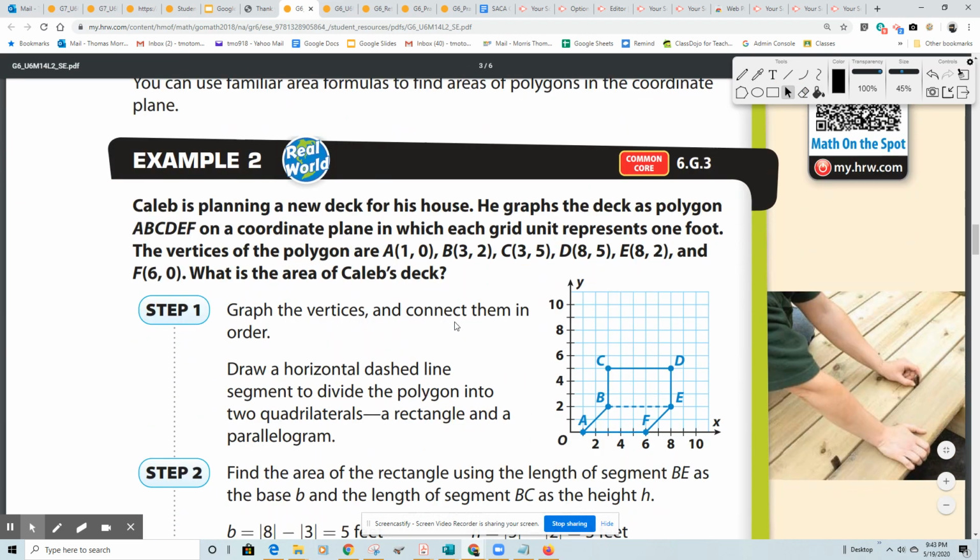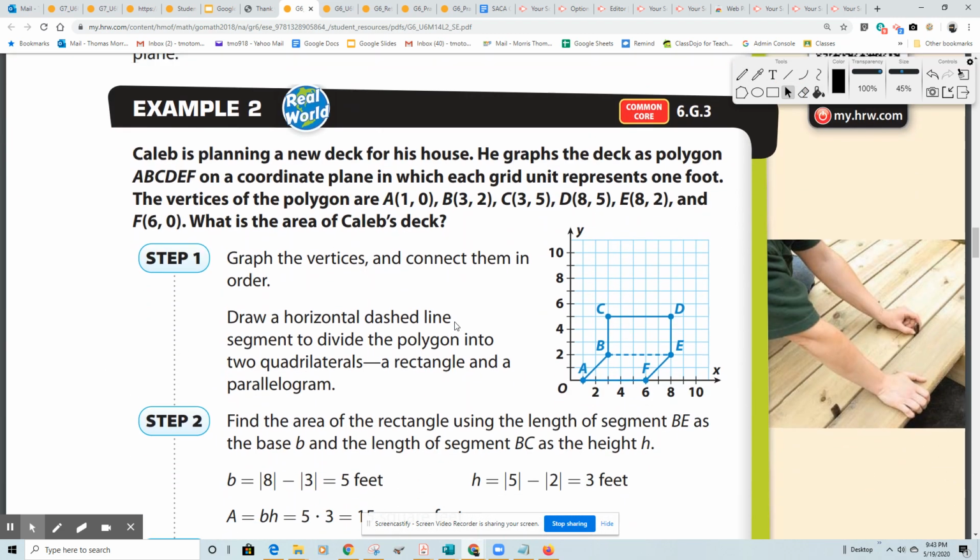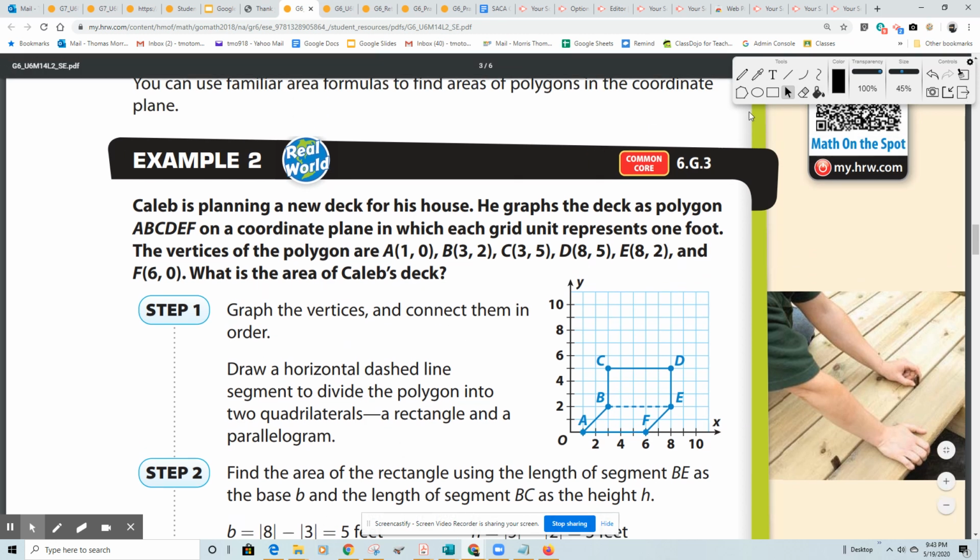All right. So now finding area in the coordinate plane. All right, so this one is done for you. Notice how the vertices have already been plotted. So we are going to find the area now of Caleb's new deck. All right, so take a look down below. You see how they're using absolute values. So that is, again, a method that you can use if you understand that. But let's take a look.